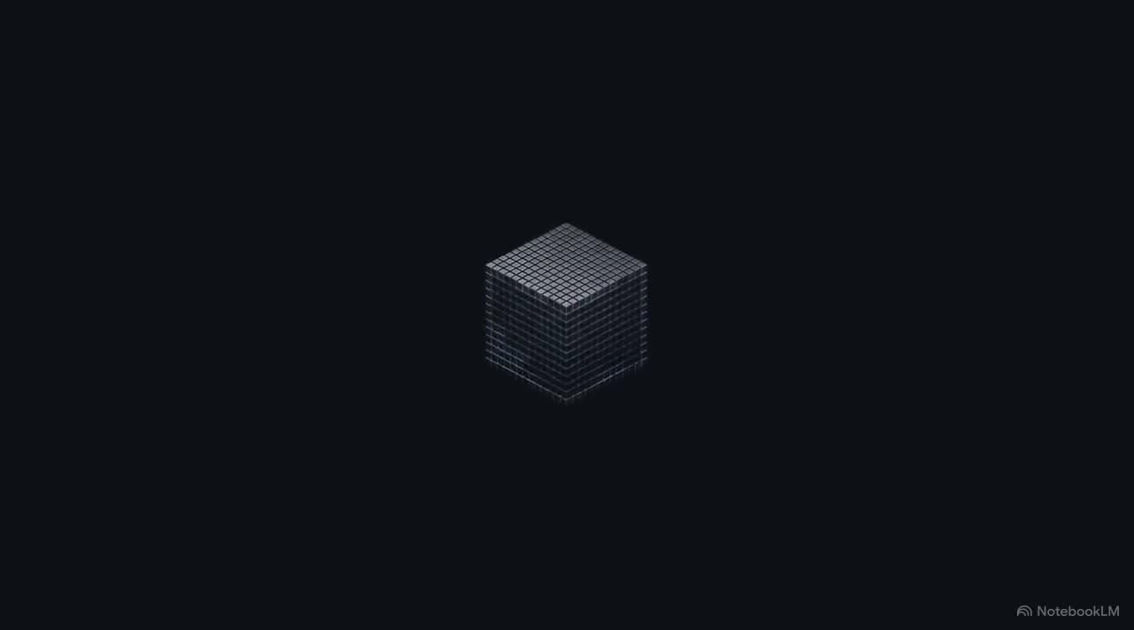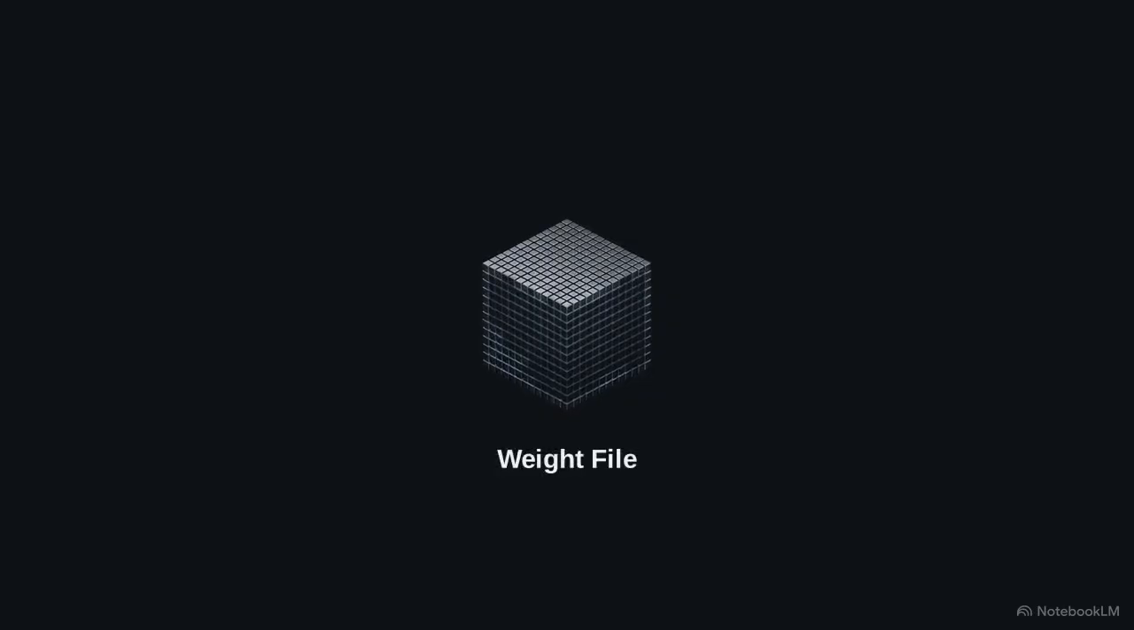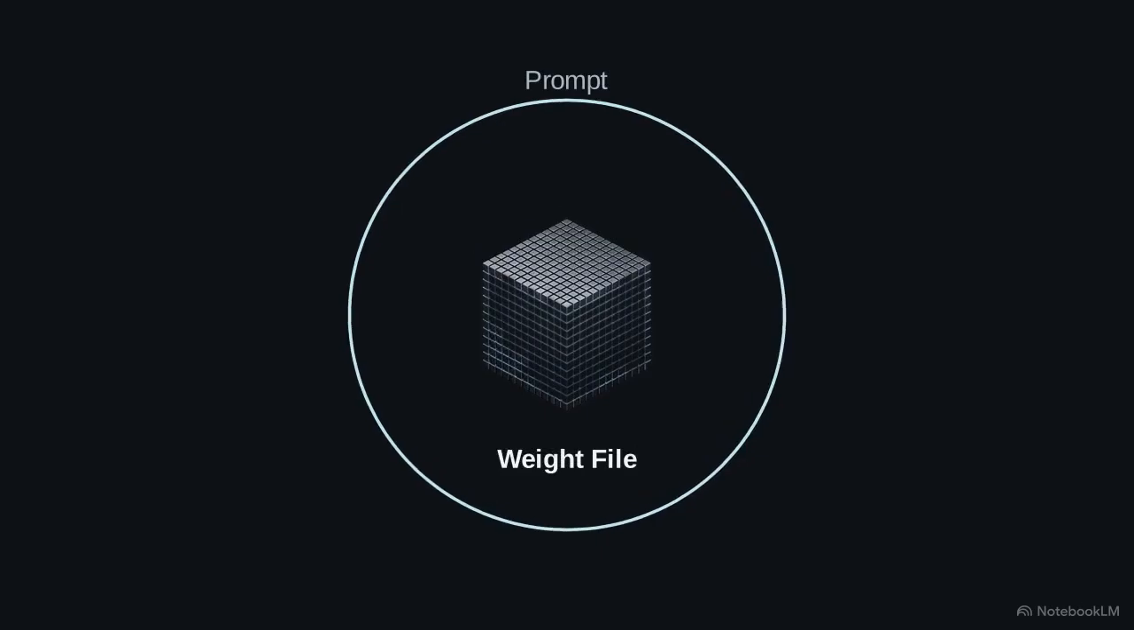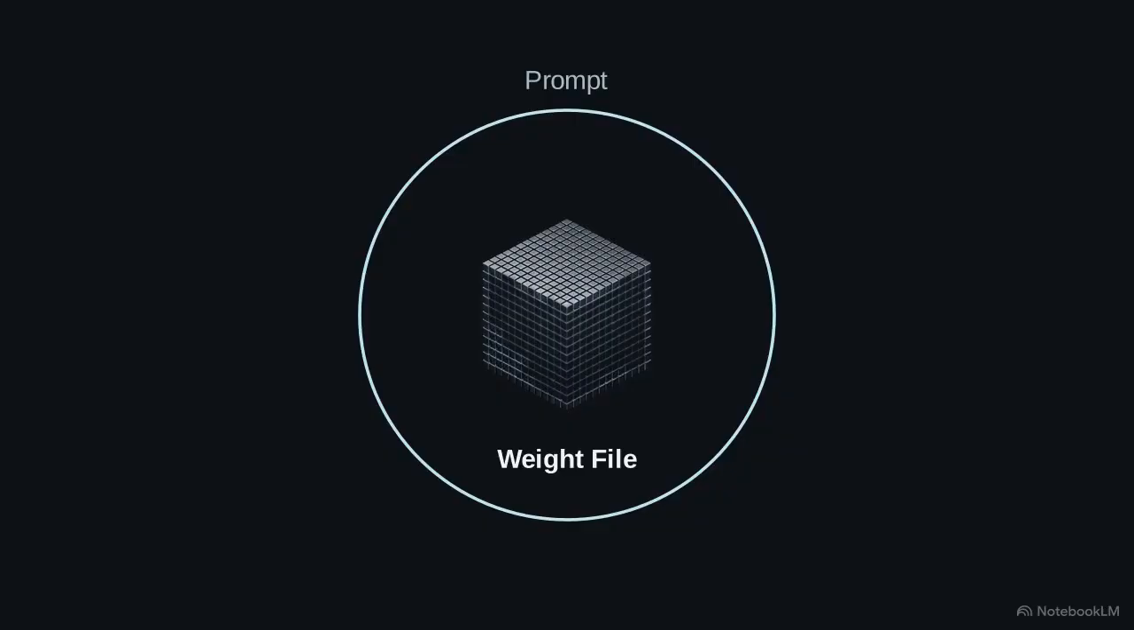Builders manage open weight systems by constructing distinct layers of control around the weight file. The prompt is the innermost control. It shapes temporary behavior within the context window while the underlying weights remain unchanged. Retrieval Augmented Generation, or RAG, inserts external knowledge into the prompt. This provides the model with fresh domain data without the need for retraining.